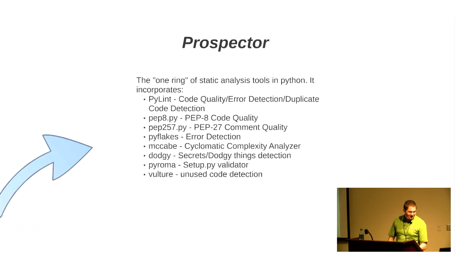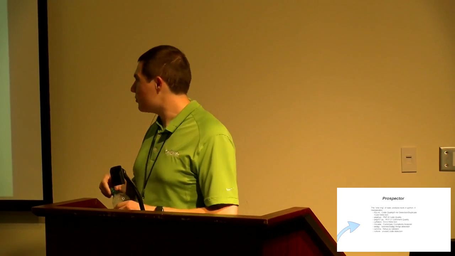So Prospector, it's the one ring static analysis tool in Python. It incorporates Pylint, PEP8, PEP257, PyFlakes, McCabe, Dodgy, Pyroma, Vulture, and actually a few others I didn't include because they're kind of being sunset from the project. All of this, and it executes relatively quickly on a fairly large code base. I think we have a code base of around 400,000 lines, and last time I ran it, it ran within 15 seconds.